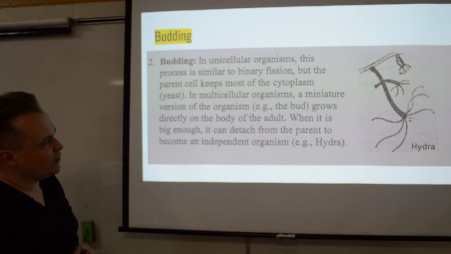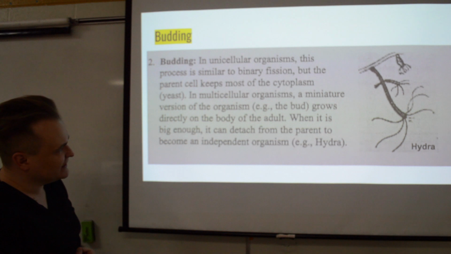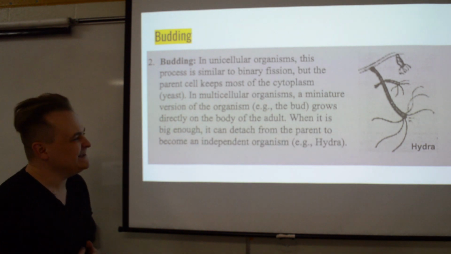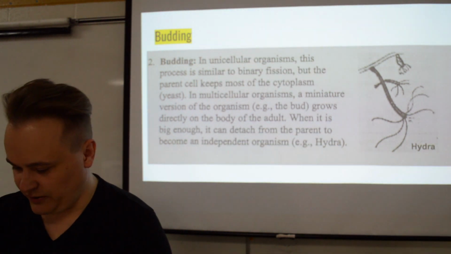In multicellular organisms, a miniature version of the organism grows directly on the body of the adult. When it's big enough, it can detach from the parent to become an independent organism. So what do we need to do here?